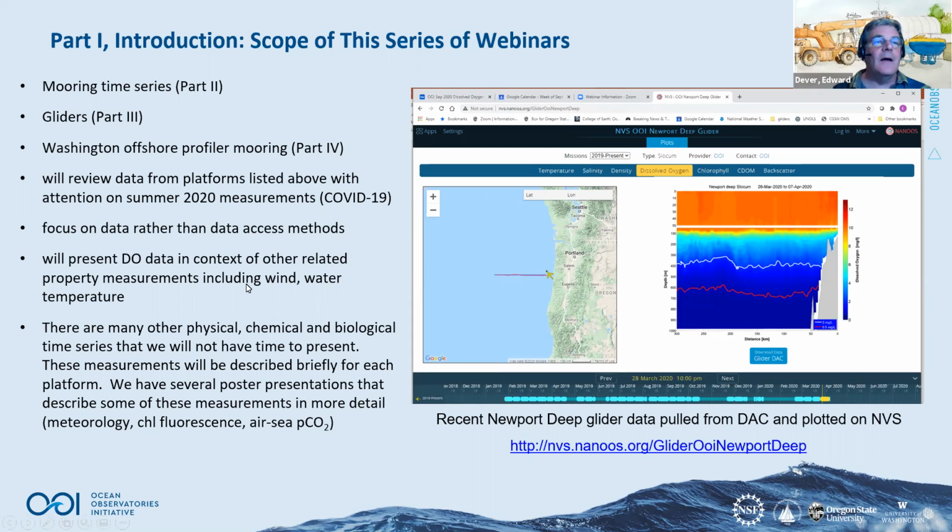And then we're going to be presenting these dissolved oxygen data with some context from related property measurements such as wind and water temperature. Having said that, there's a lot of other physical, chemical, and biological time series that we don't have the time to present. For each platform, the other types of measurements will be described briefly. And for what it's worth, we have several poster presentations that describe some of these measurements in more detail, including meteorology, chlorophyll fluorescence, and air pCO2 measurements. And if you're interested in looking at some of those posters, let us know and we'll get them in your hands.